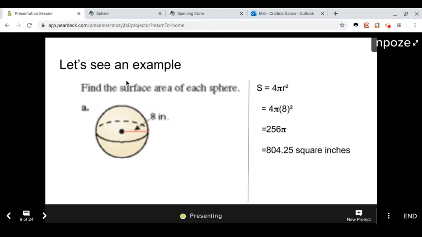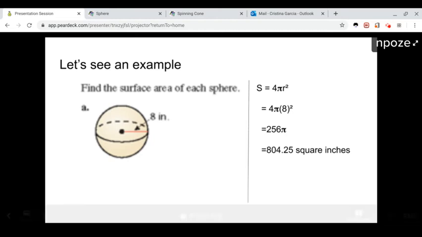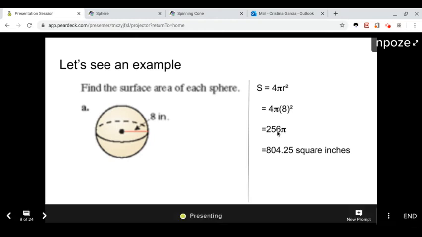So we're going to look at an example here where the sphere has a radius of 8 inches. You're going to go ahead and just plug that back in here. And again, you pretty much solve for everything except the pi. You leave the pi until the very end so that you can be as accurate as possible. You don't want to estimate anything or round off anything.